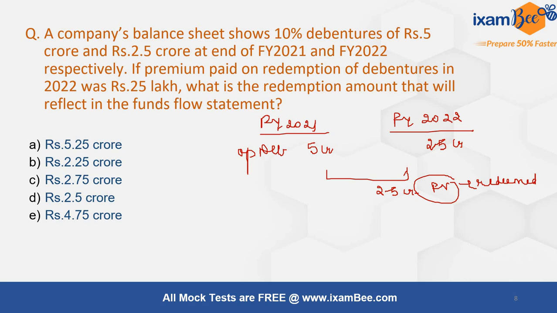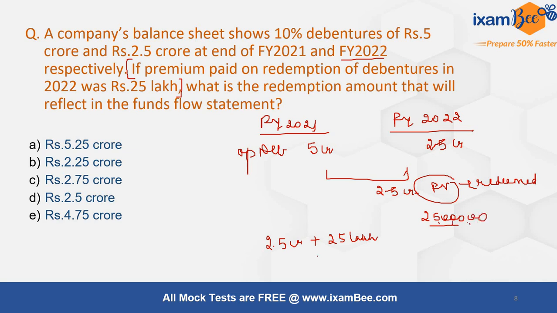On the top of it, it is also given that the premium paid on redemption of the debentures in 22, that means in this year, was 25 lakh. Right? So what is the redemption amount? That will be shown in the funds flow or cash flow statement. Guys, see, funds flow and cash flow are different, but as far as the redemption amount is considered, it will be the same, right? So 2.5 crores is the face value that you have redeemed, but on the top of it, you have also paid a premium of 25 lakh, right?